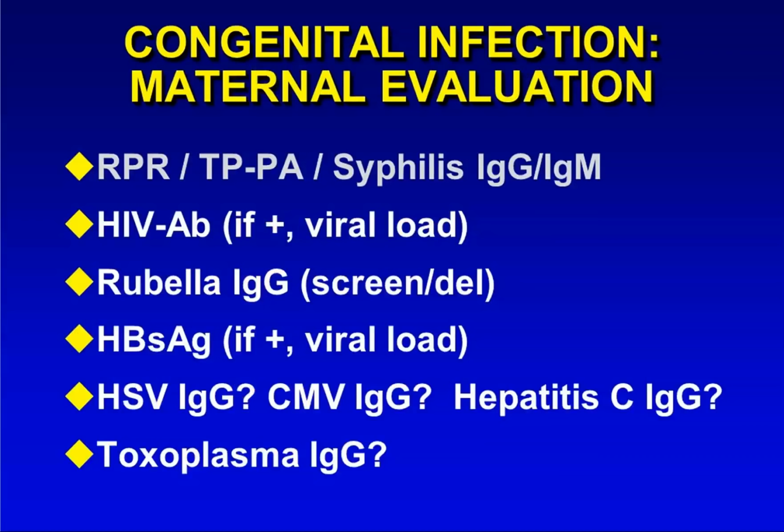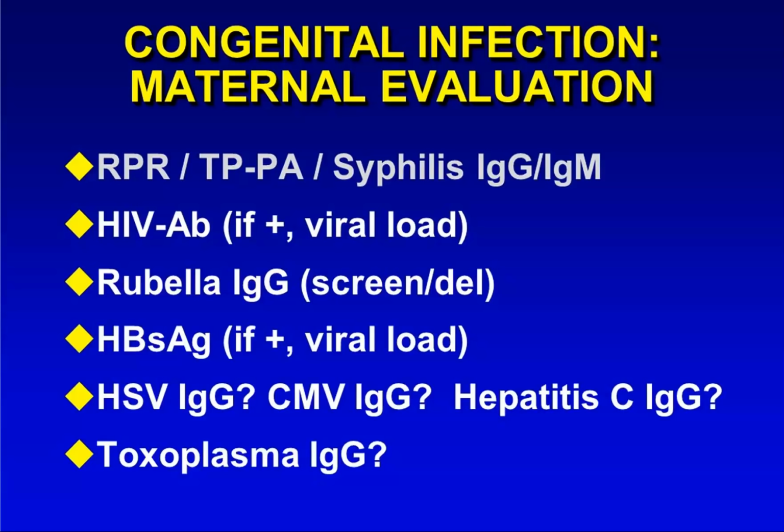So we also recommend HIV antibody testing. Again, this baby cannot be infected with HIV unless the mother has been infected. We do it at the first prenatal visit, and the recommendation has generally been to repeat it at the beginning of the third trimester. And then if it's positive, we get a viral load and then we institute antiretroviral therapy. With all of these interventions, we've been able to decrease vertical transmission to less than 1%. So it's really been a success story.